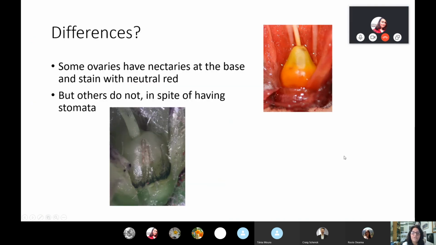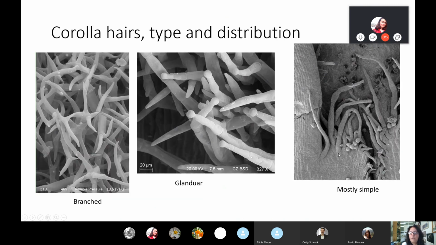So which differences have I really found so far? Some ovaries stain very strongly with neutral red, and therefore I am assuming they do have a well-developed nectary at the base. But others do have the stomata at the base of the ovary, but they don't stain red with neutral red. So it's difficult to tell whether they are there or not.